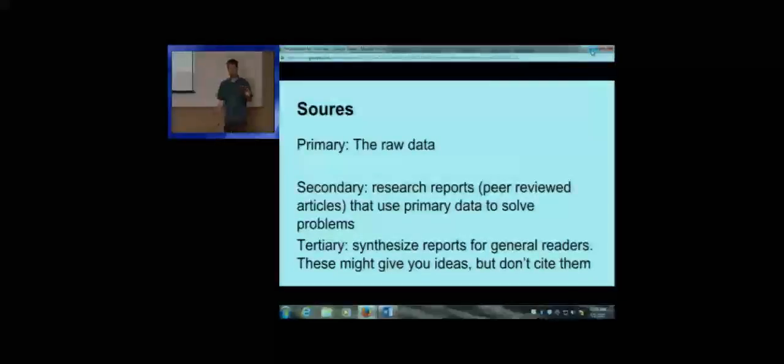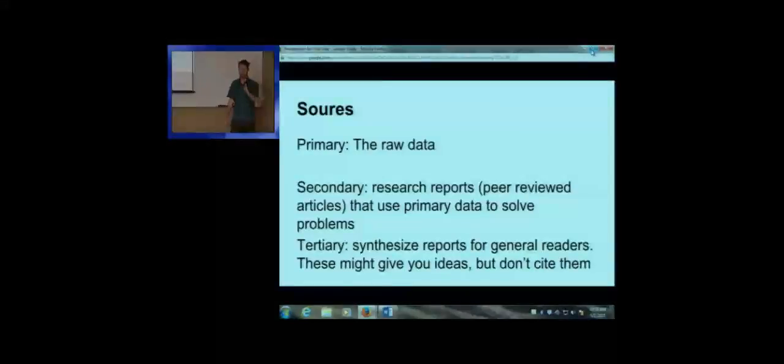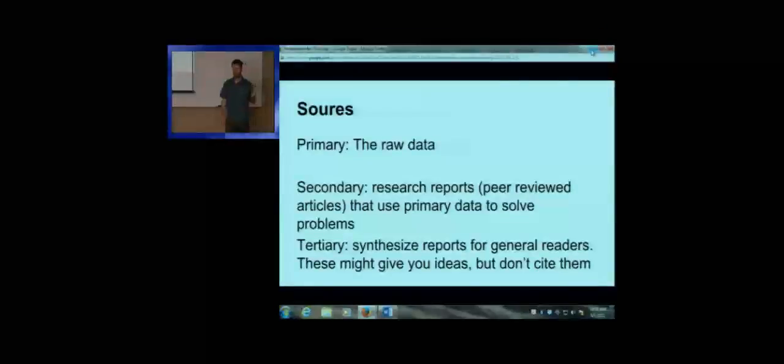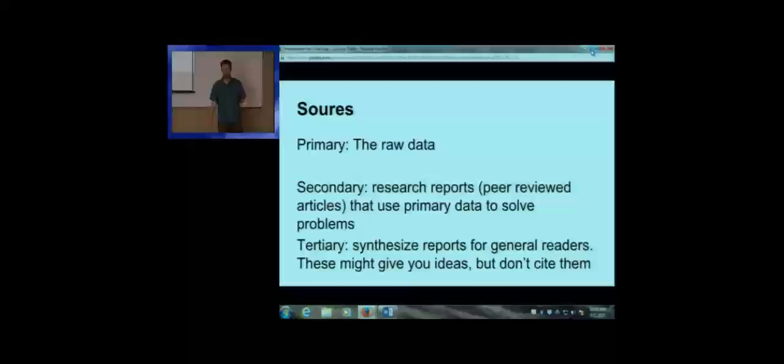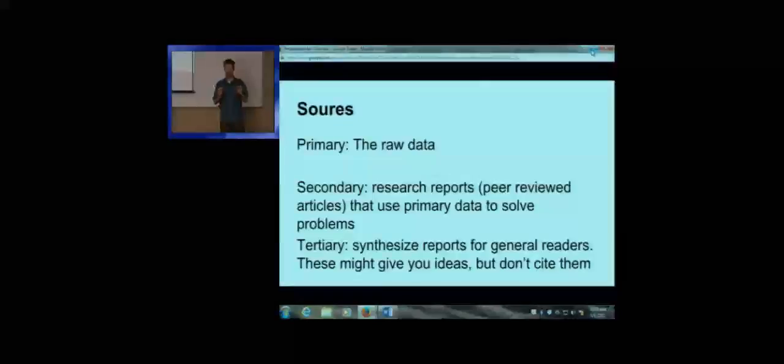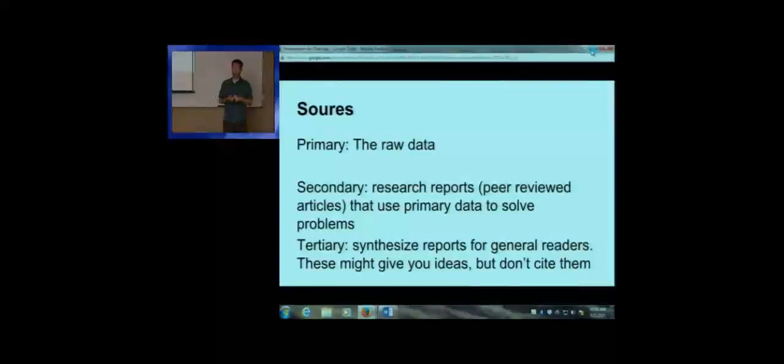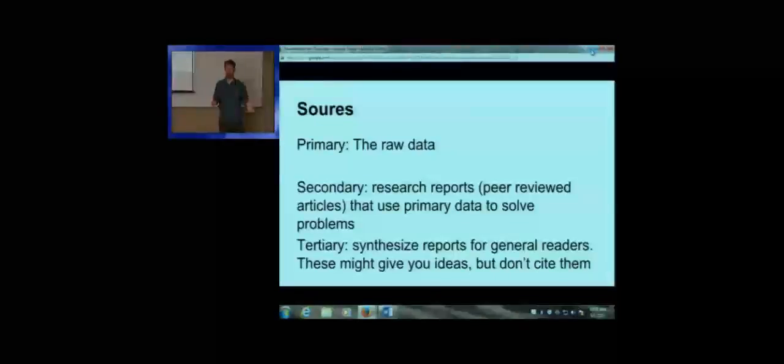Secondary sources are a little trickier. These are research reports, that is peer-reviewed articles that use primary data to solve problems. So all the databases we're going to look at in the second part of this lecture delve into how do I get at good research reports and good peer-reviewed content that is up to the appropriate levels of academic standards and scrutiny. What peer review means is that another professional in the field looked at your article and confirmed that you were adequately and sufficiently using your data to address a problem, and there weren't substantial methodological problems with it.